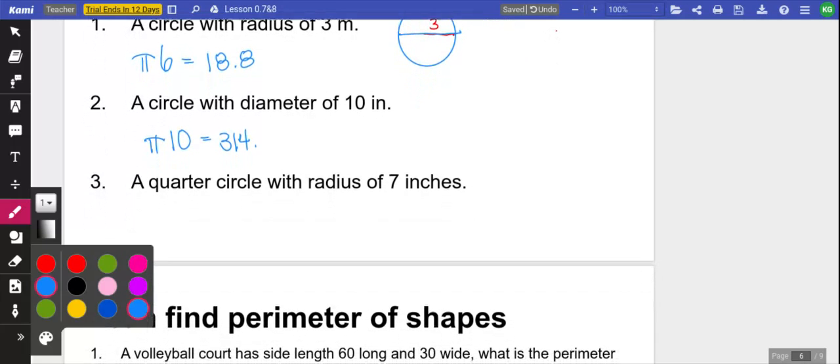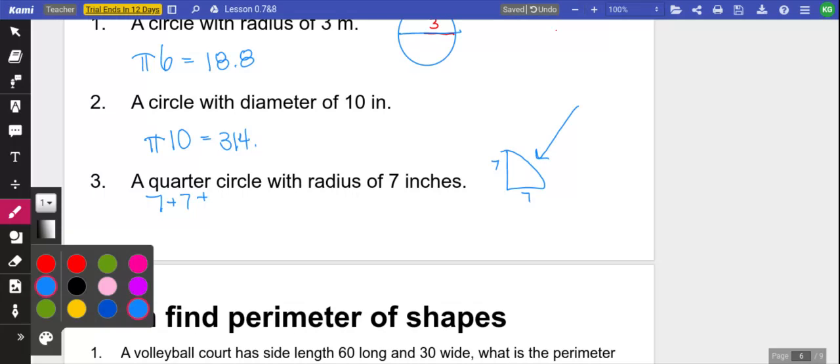Last one. Now this one's a little bit hard. A quarter circle. So this is the picture of a quarter circle whose radius is 7. So when we're finding the perimeter of this shape, we already know that half of it is 7 plus 7. But what we also need to add is this shape, this curve here, in order to get the whole perimeter.